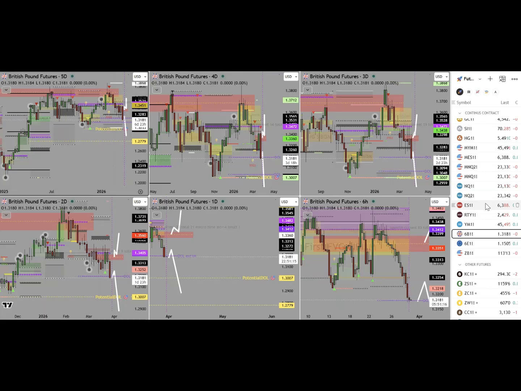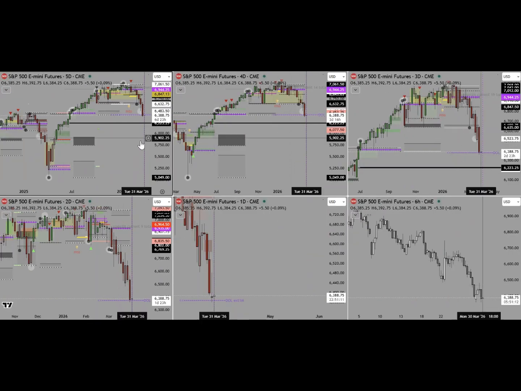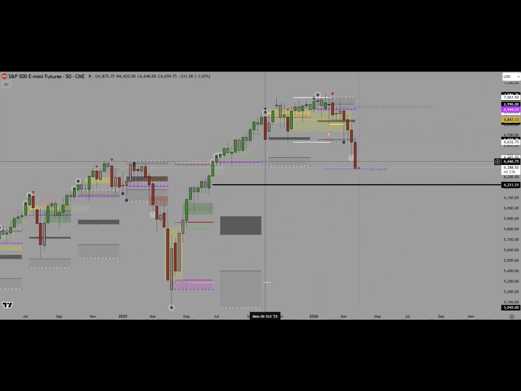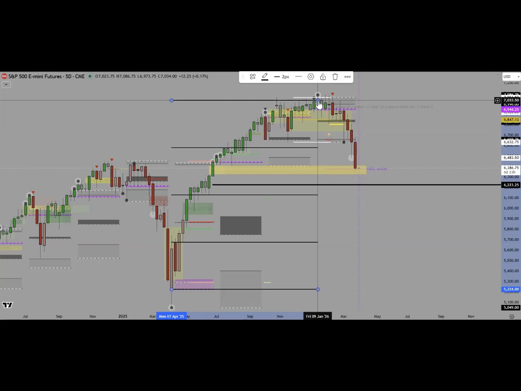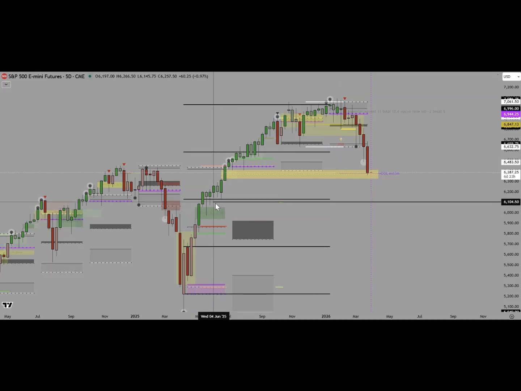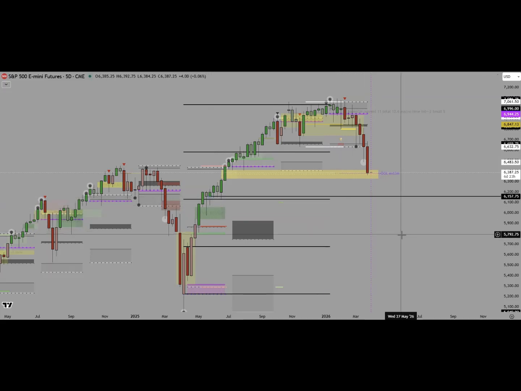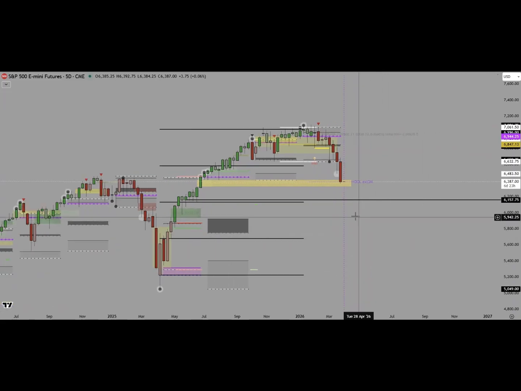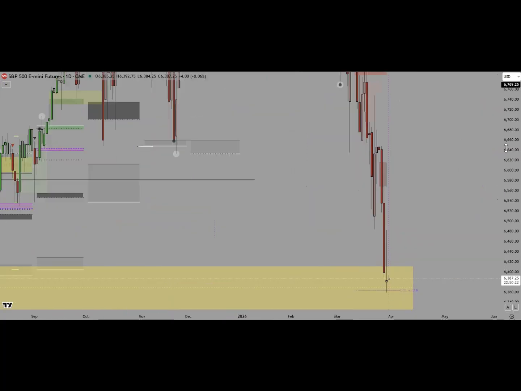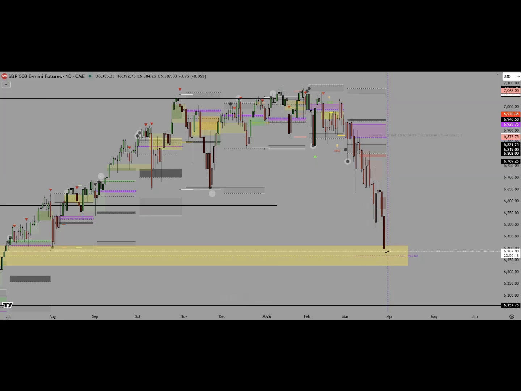So like the ES, just for completeness. The ES, I see very similar things to the NQ. Price is going for this level. The 50% level is over here, so this is a potential draw on liquidity. Let's put it here, lower as long as we are seeing the daily below this FVG.